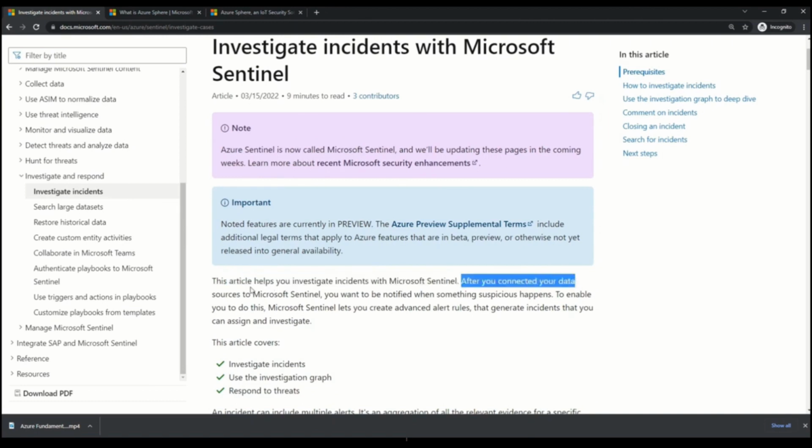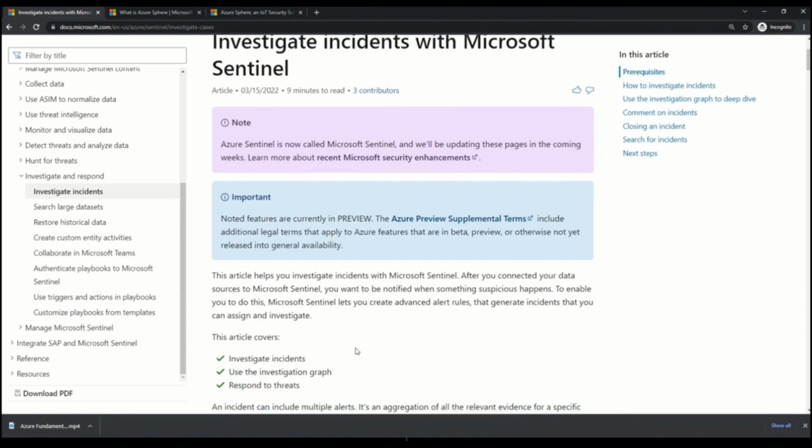After you connect your data sources to Microsoft Sentinel, you want to be notified when something suspicious happens. To enable you to do this, Microsoft Sentinel lets you create advanced alert rules that generate incidents that you can assign and investigate. This article covers investigating incidents, and then you can see we have use investigation graph, and then we can respond to threats.